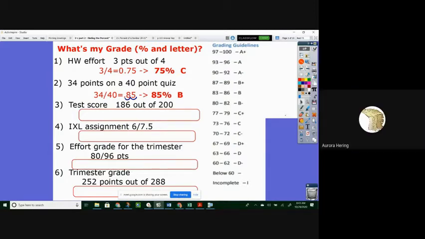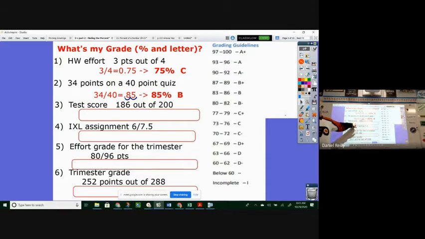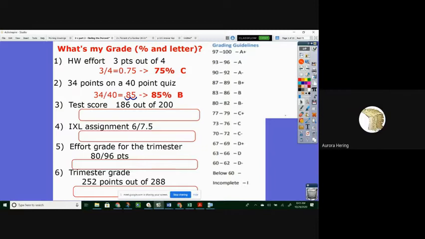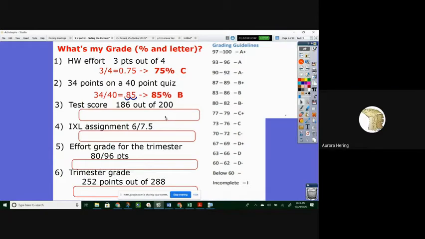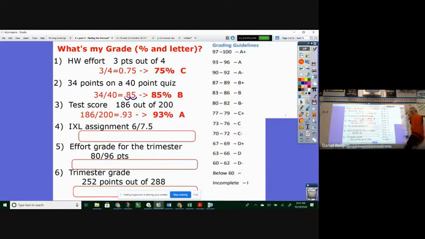An A. Who's that? Rory. An A is correct. Rory, what's the percent? 93%. A 93%. 186 divided by 200 in your calculator is 0.93. That's an A. Okay, an IXL assignment: when I give you a SMART score of 75 on an IXL assignment, and you only get a SMART score of 60, this is the grade I would put in PowerSchool, a 6 out of 7.5.